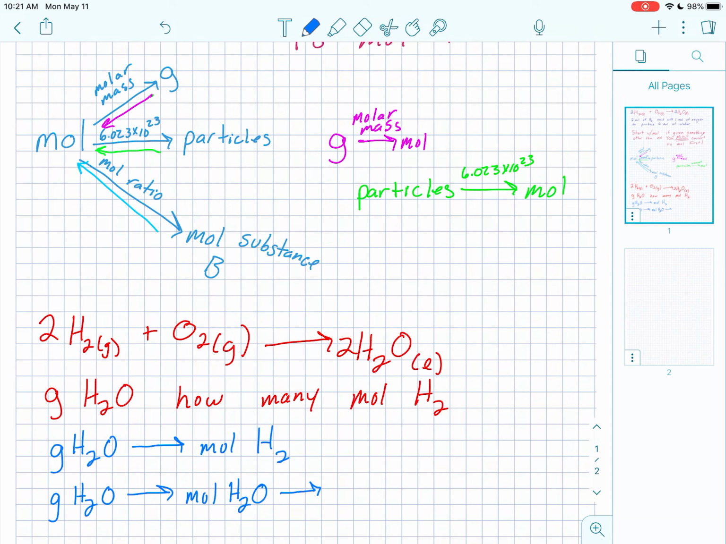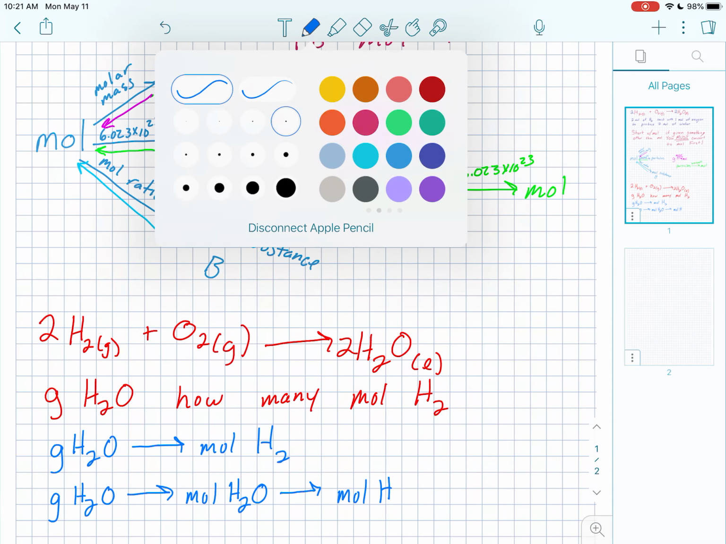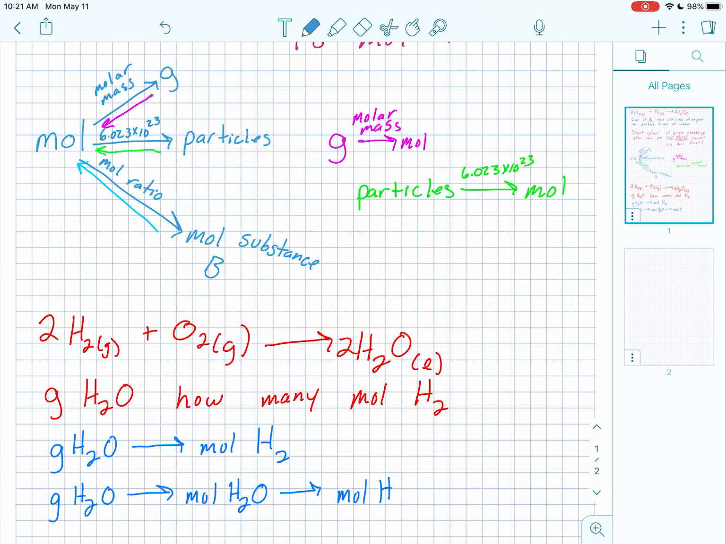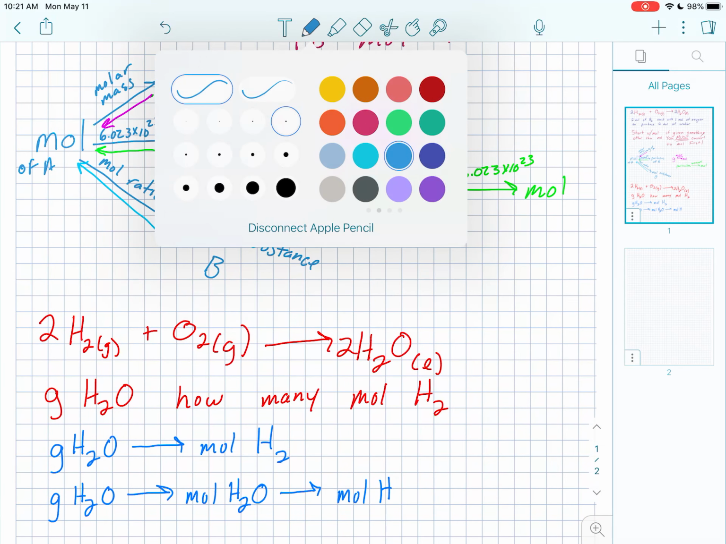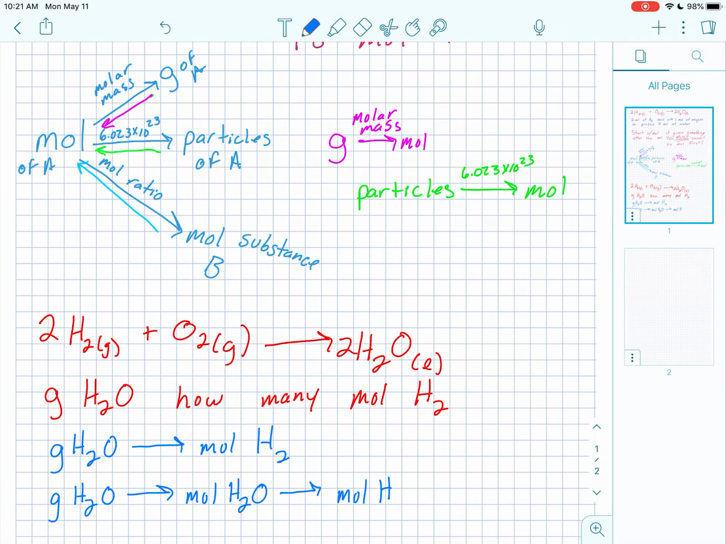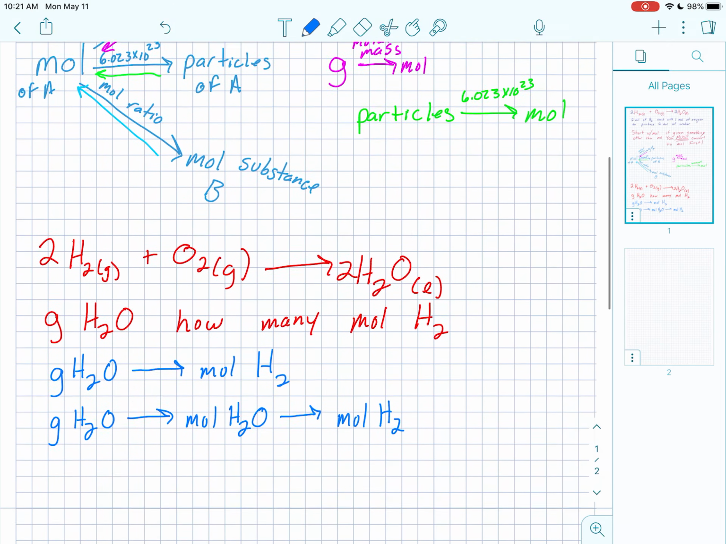And so that's going to be moles of hydrogen. You know what, let me go ahead and clarify that up here a little bit. So this is going to be moles of A, and this will be grams of A, particles of A. So the only way to get from A to B is moles to moles. So moles of hydrogen. And that's what I'm going to do.